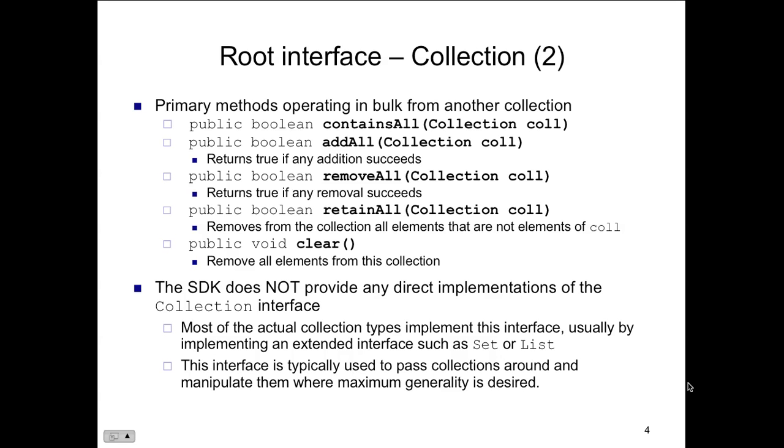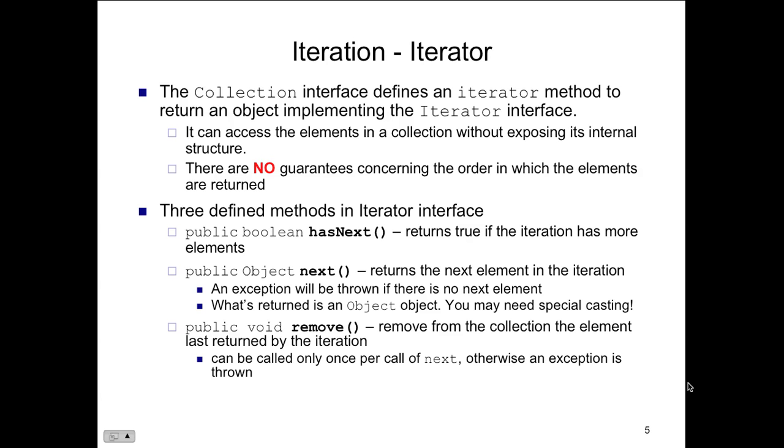So what do we got here? The interface is typically used to pass collections around and manipulate them where maximum generality is desired. Here's our iterator. So the collection interface defines an iterator method to return an object implementing the iterator interface. So the interface is built, it's implemented. You can access elements in the collection without exposing any of the internal structure.